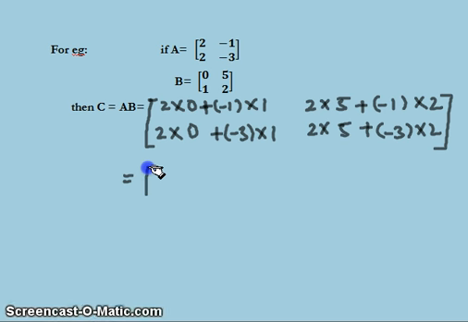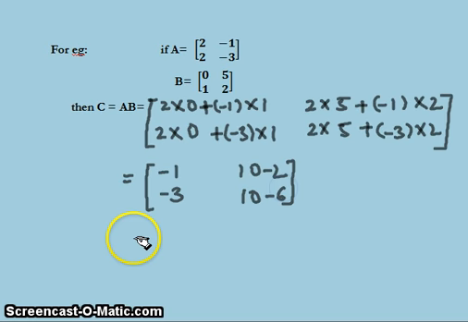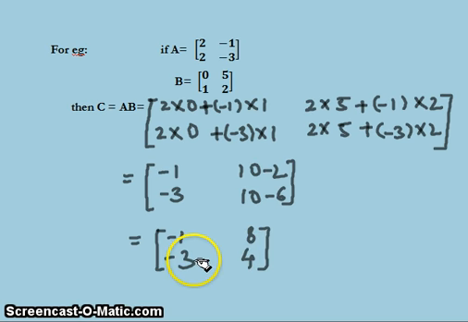This gives us the first element of C as minus 1. The second element of the first row is given as 10 minus 2. The third element is given as minus 3, and the fourth element is 10 minus 6. Thus C is obtained as a matrix whose value is minus 1, 8, minus 3 and 4. This gives us the value of the product of two matrices whose values were defined earlier.